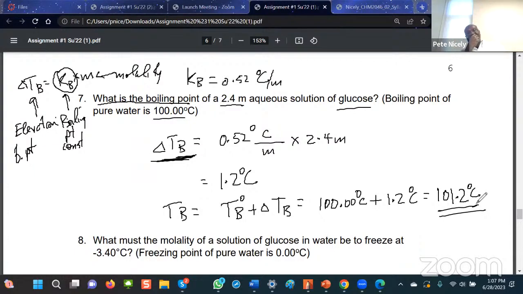All right. Okay, any questions about this example? Any questions?